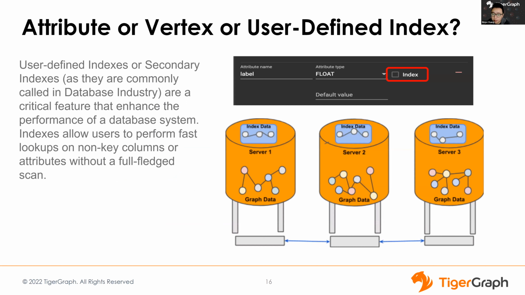So the user-defined index or secondary index are a critical feature that can enhance the performance of a database system. Index allows the user to perform fast lookups on non-key columns or attributes without a full-fledged scan, right? You can see on the architecture diagram on the right, the index data is also stored distributedly together with the graph data. That means it will stay together where the data is stored for a specific vertex, right? For example, all the attributes and the edges of vertex A are stored on server 1, and so will its index info be stored on server 1. That guarantees we minimize the shuffling during the queries, right?